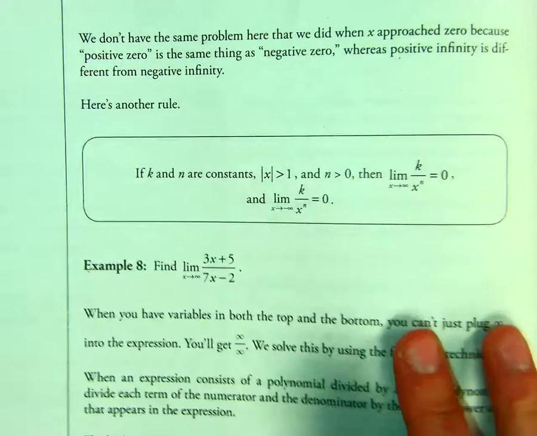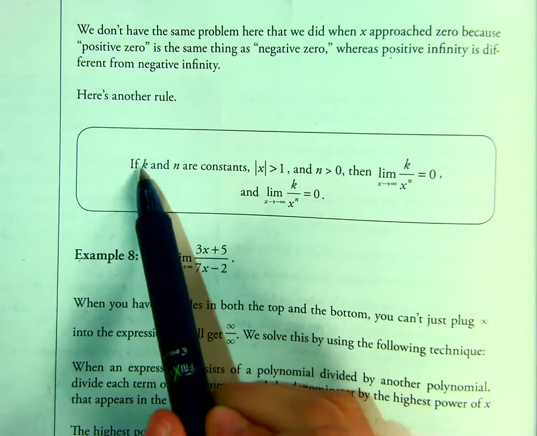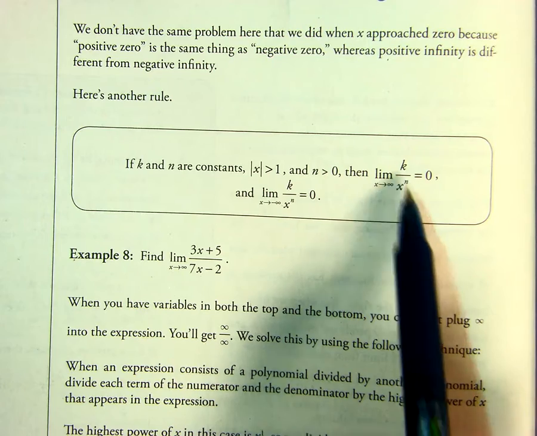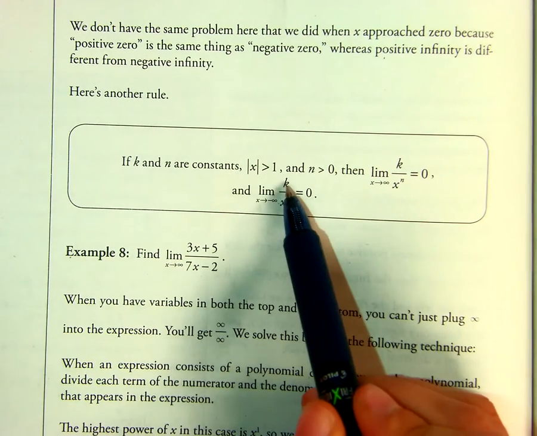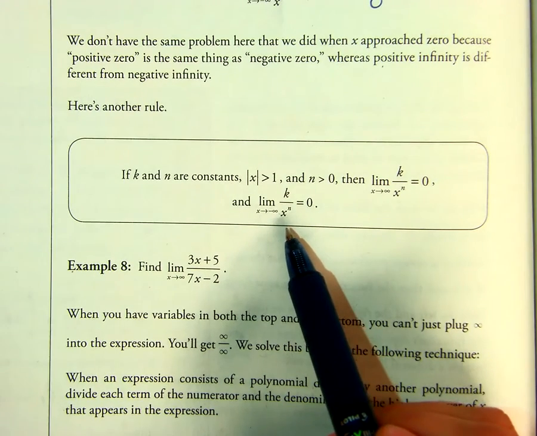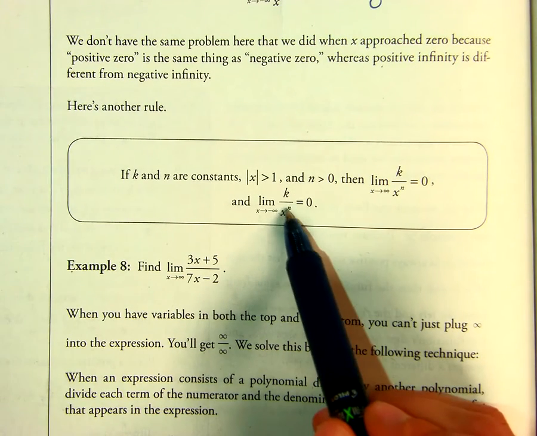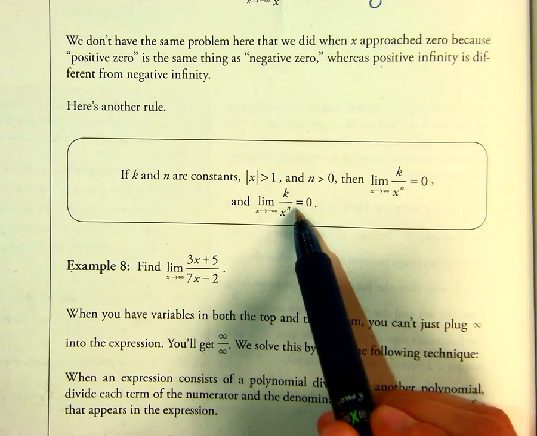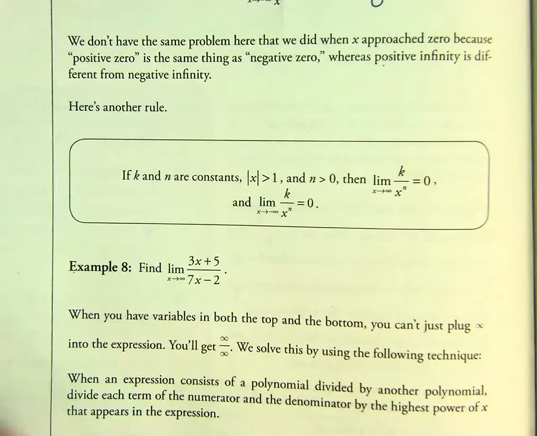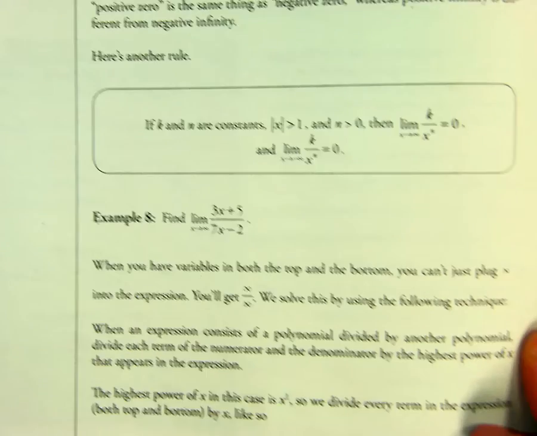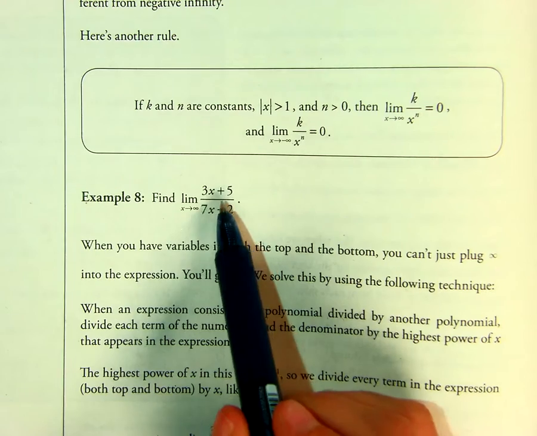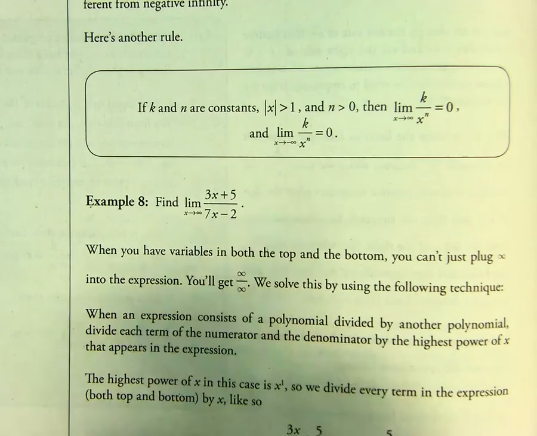Alright, now here's where it gets a little complicated. Let's say we've got a constant for a number up top and an exponent. Okay. Anytime we have a constant up top and a variable on the bottom, as long as the exponent is positive, then the limit will always go to 0, whether it's approaching positive infinity or negative infinity. Okay? But what happens if we don't have a constant up top? Okay?